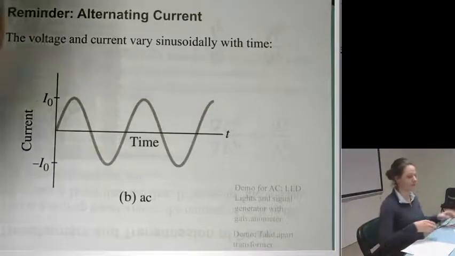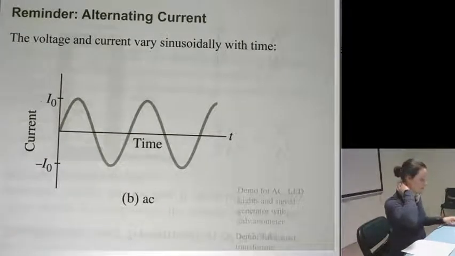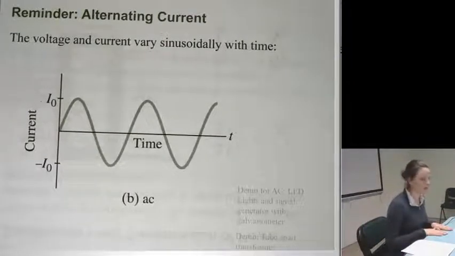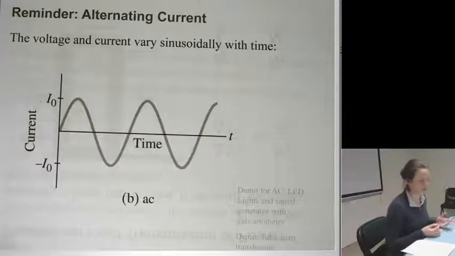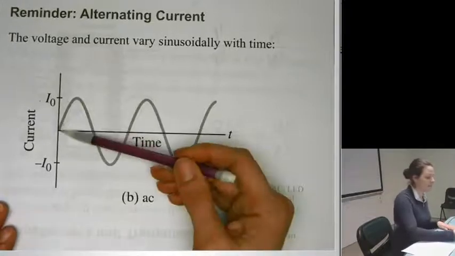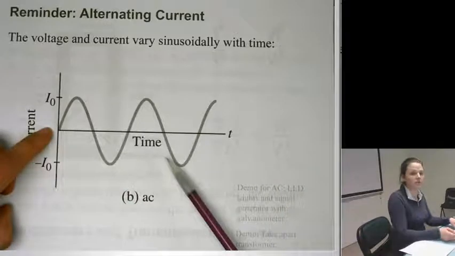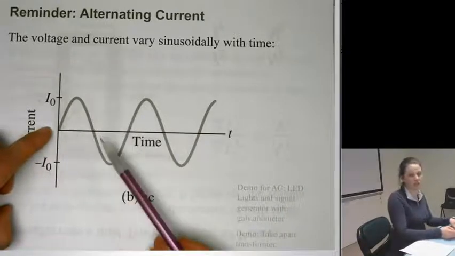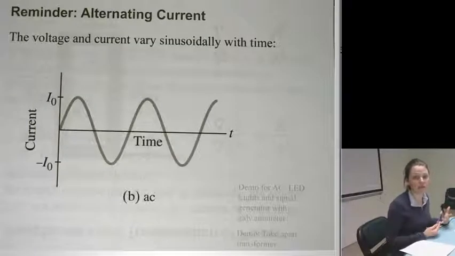Okay, first a little reminder that the voltage and current vary sinusoidally in time. So what's going on with the wall outlet is that the current isn't just one thing. It's a number that's going up and down and up and down. And the reason it goes up and down so much is that it is constantly changing, so there can constantly be induction going on in our electricity.